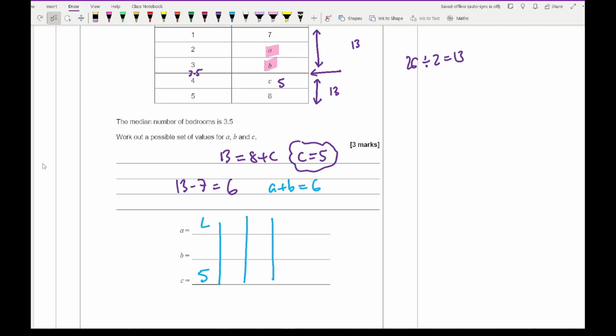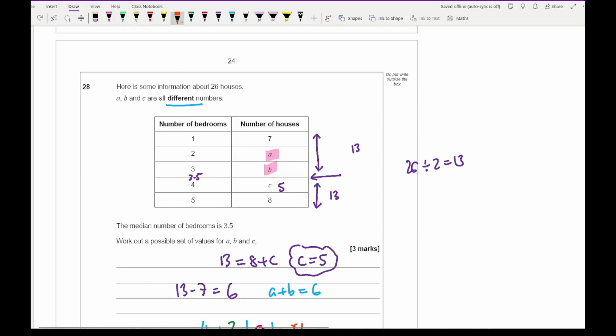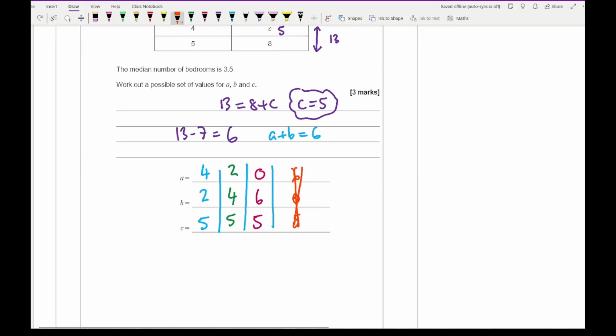So one possible combination could be 4, 2 and 5. Another combination could be 2, 4 and 5. And my third option could be 6, 5 and 0. Now you can't have 6, 0 and 5. That's wrong. And the reason for that is because if b was 0, then the median would be shifted up to 3, because then I'd have 13 above 3 and 13 below 3. So then that means the median would be 3. So the only 3 possible answers I could have are those combinations.